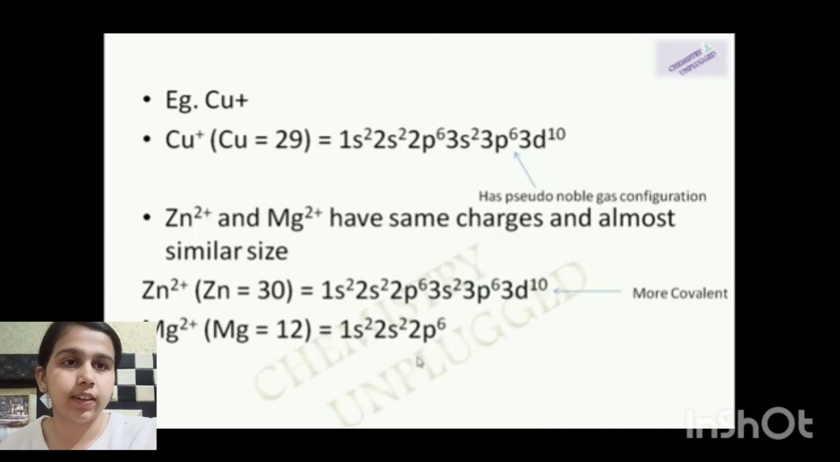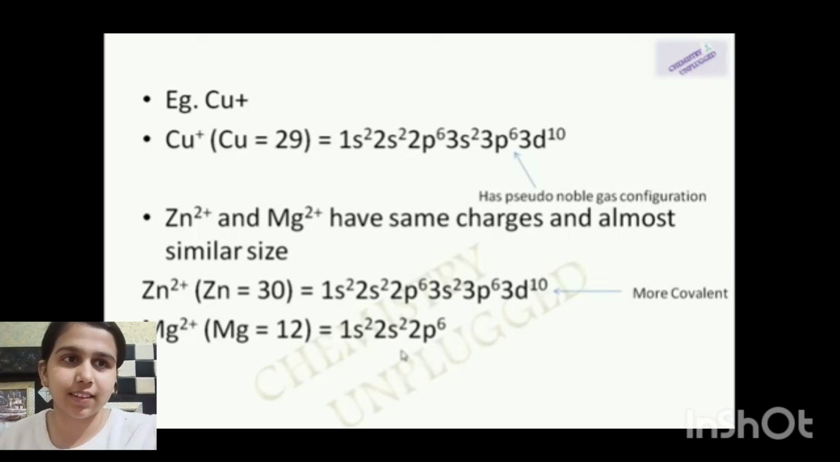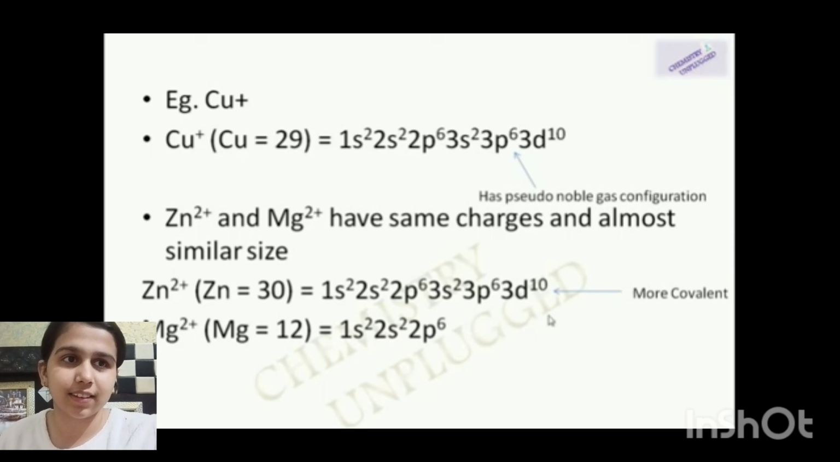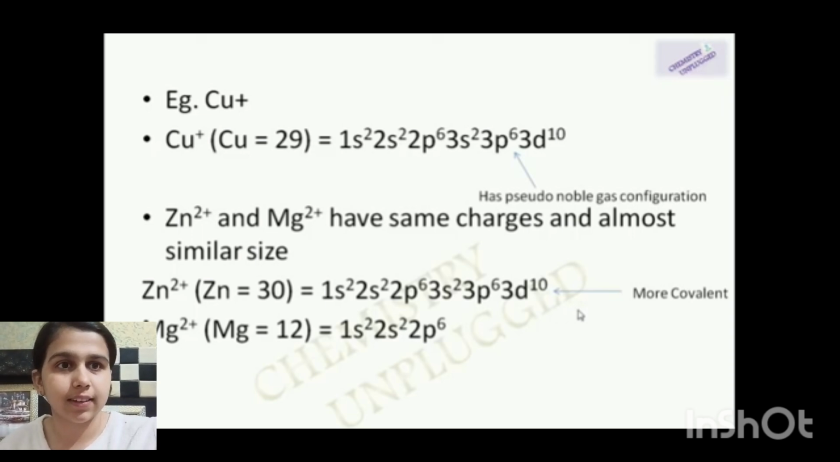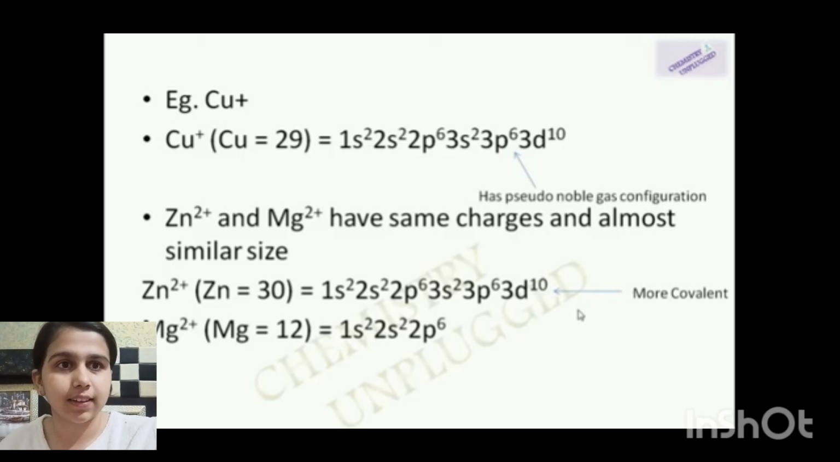So it means that these electrons have a much stronger shielding effect. They will effectively reduce the nuclear charge, and the effective nuclear charge is very small as compared to Zn2+. So Zn2+ will have higher effective nuclear charge as compared to Mg2+. Higher effective nuclear charge on the cation means it will cause more polarization in the anion and it has more covalent character.